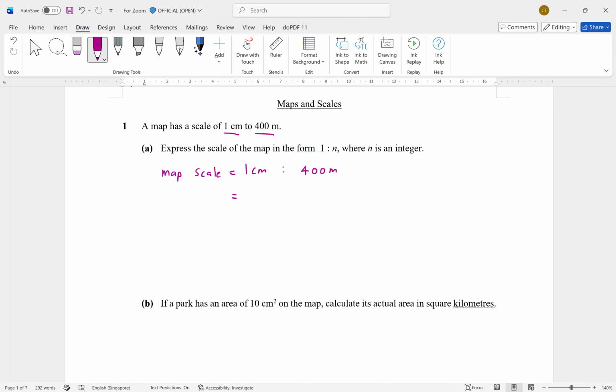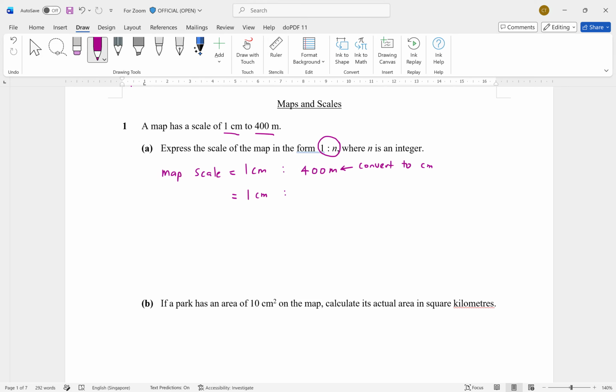Okay, to convert it into the form of 1:n, we need both sides of the scale, so the map and the actual ground, to have the same units. So what we are going to do over here is we always convert this one to cm, so that it can have the same units as the map, which is 1 cm on the left side. So now we need to convert 400 meters to cm.